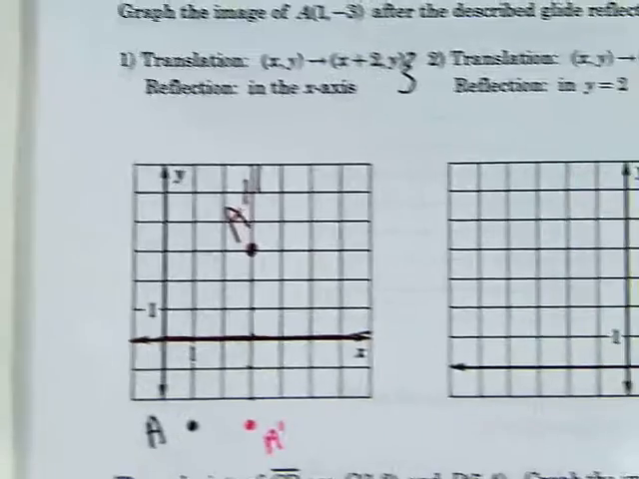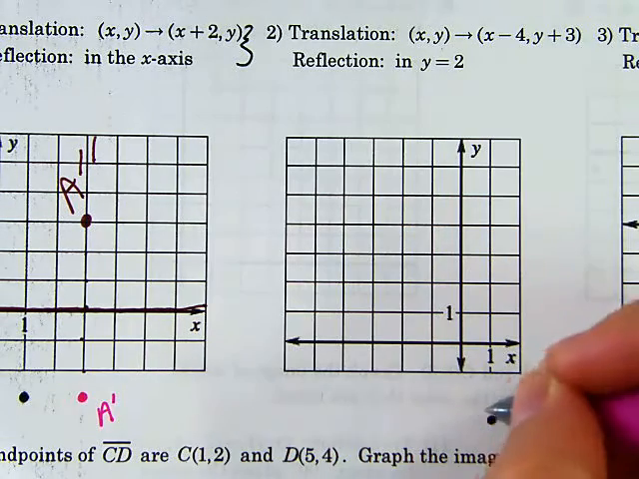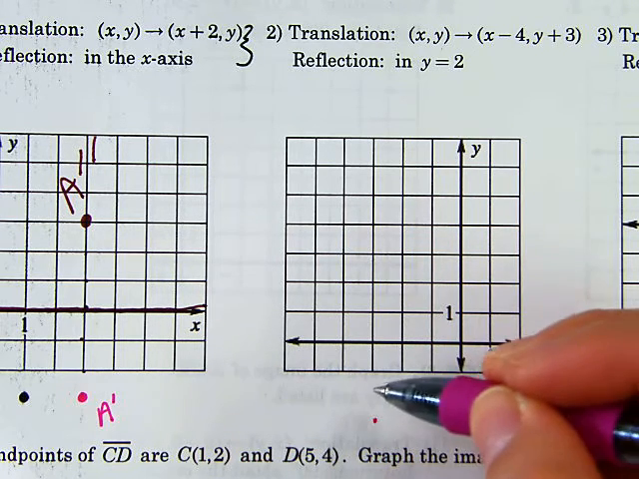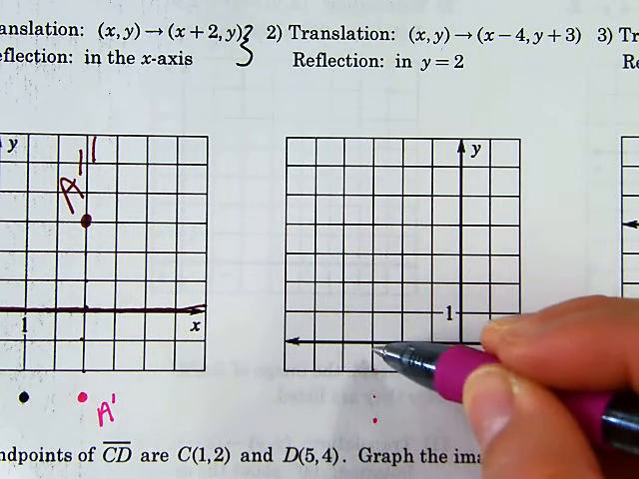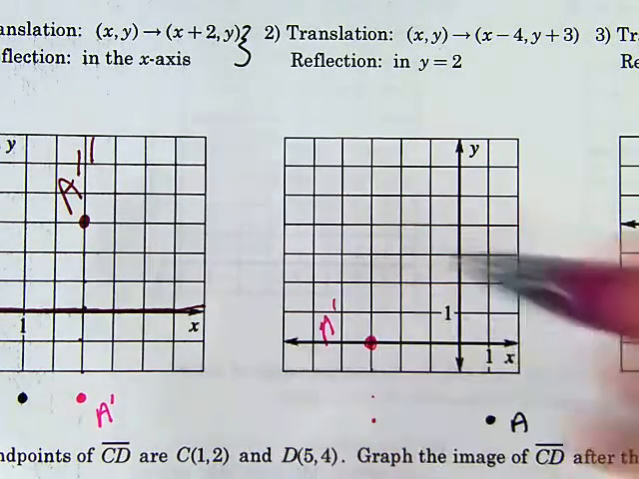Now, on number 2, it's going to give us that same point, and we're being asked to do a translation, -4. So 1, 2, 3, 4, and up 3. 1, 2, 3. And that is our A prime.